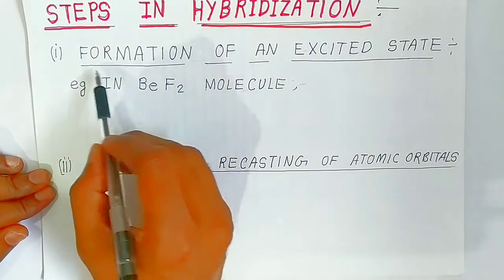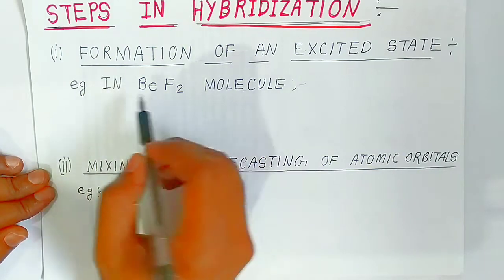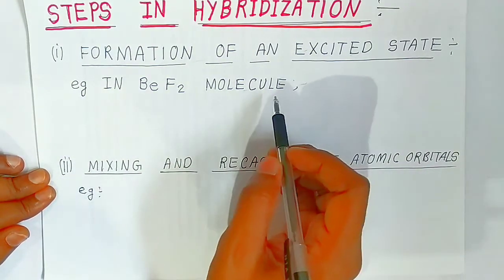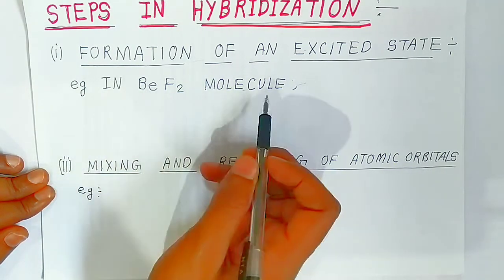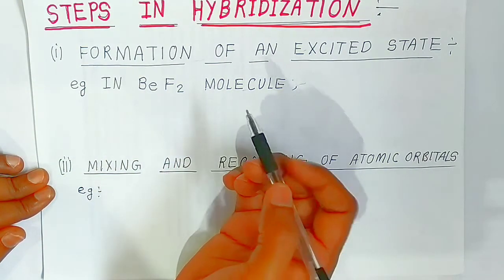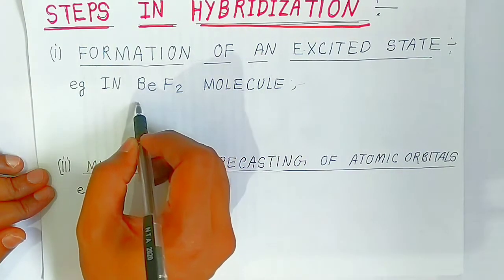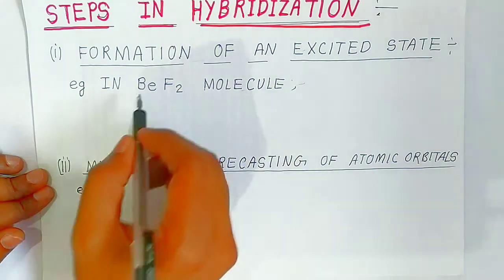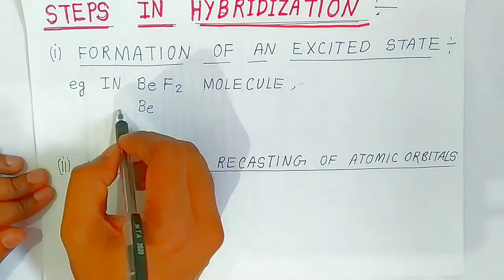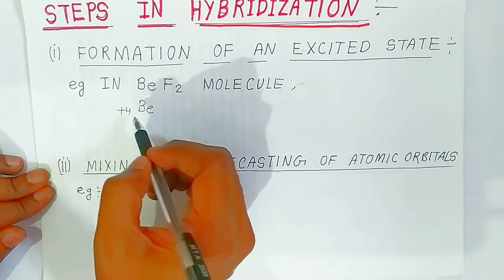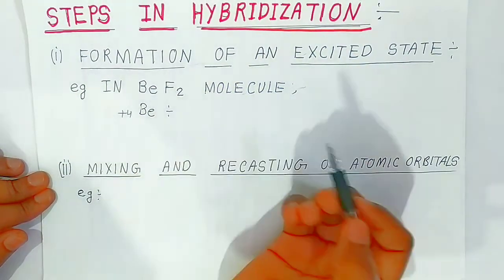The first step is the formation of the excited state. What is the formation of the excited state? Here, in the beryllium fluoride molecule, the beryllium atom will go to the excited state. For that, you need to know the atomic number of beryllium. The atomic number of beryllium, Be, is 4. That means 4 protons are there, and the same number of electrons will be there.